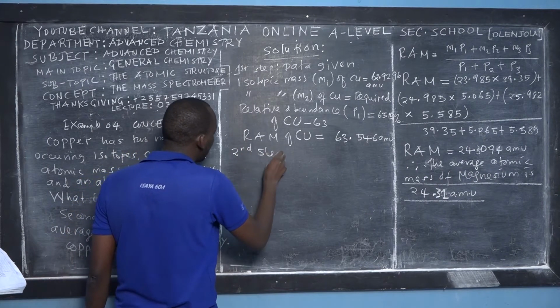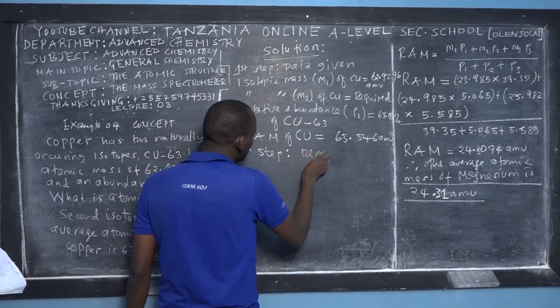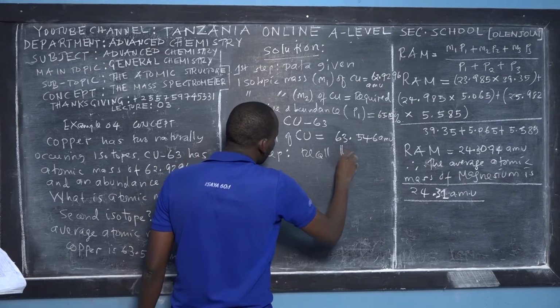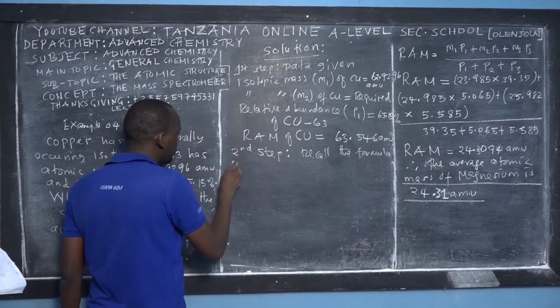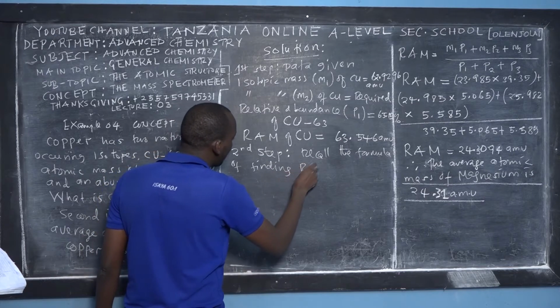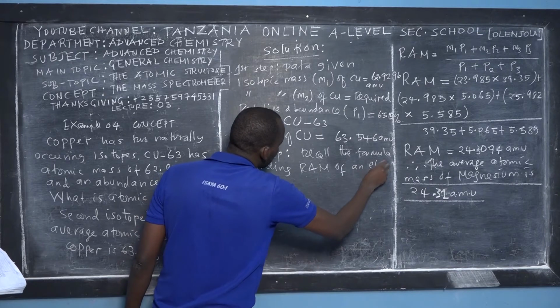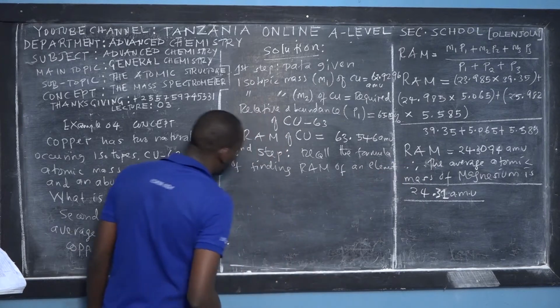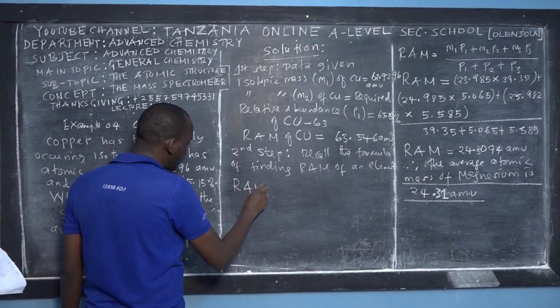Now we are going for the second step. In the second step, recall the formula for finding the relative atomic mass of an element. The element there is copper. So recall what I told you about relative atomic mass.